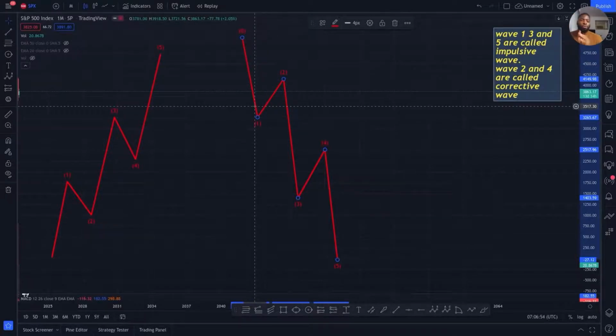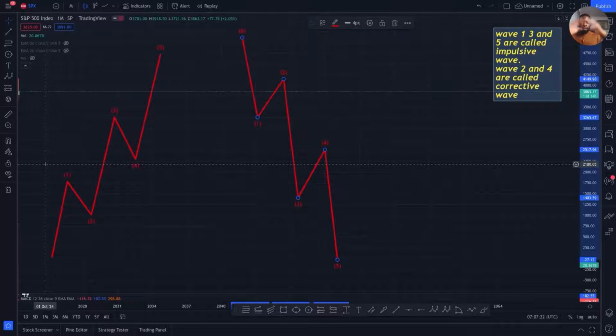Now, the impulsive waves are always in a 5-wave pattern. I said wave 1, wave 3, and wave 5 are impulsive waves. The fractals are always in a 5-wave pattern. A lot of people ask, what's a fractal? The example I always give my students is to imagine you're peeling an onion. When you peel an onion, inside the onion, you see a smaller replica of the bigger onion. You keep on peeling, and you see a small replica inside. That is how it is for an Elliott wave.